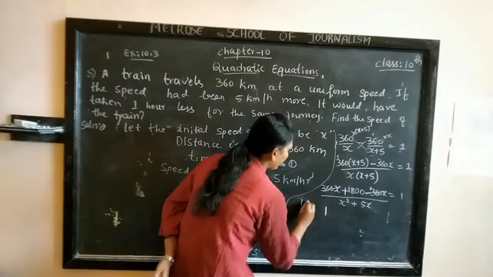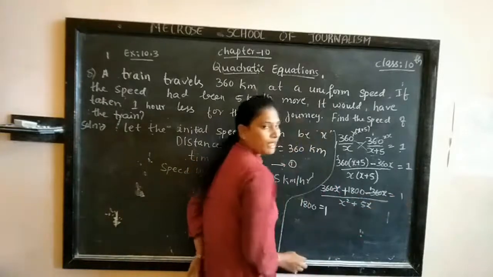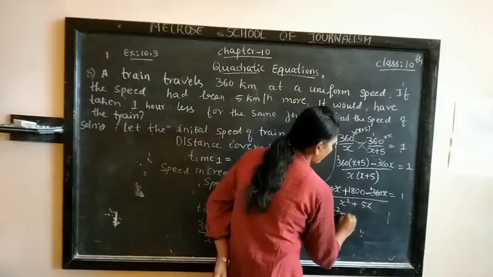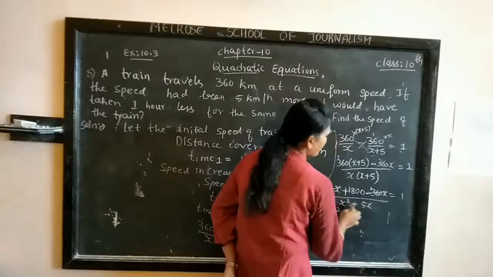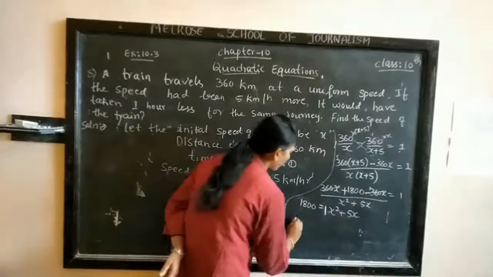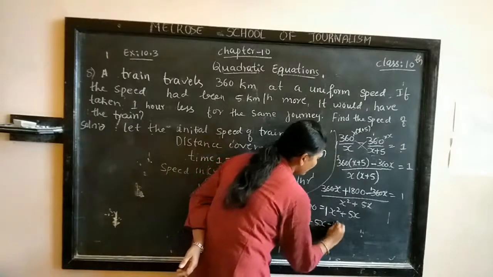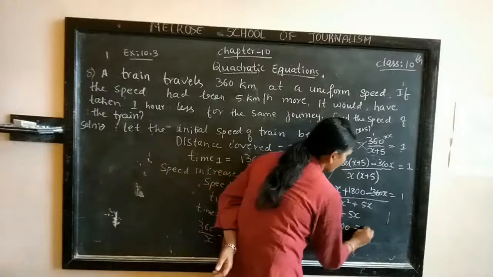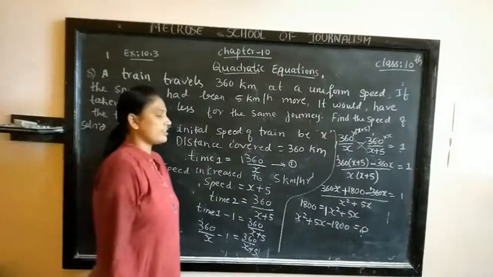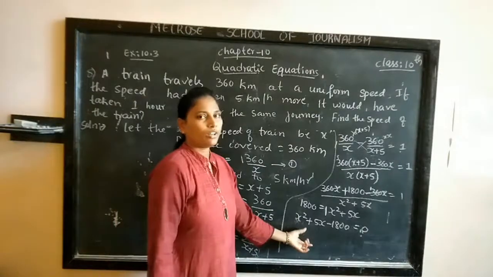Here you have 1800 is equal to this. When it goes to RHS it becomes multiplication. 1 into this complete is x square plus 5x only, because 1 into x square plus 5x is x square plus 5x only. I should write it in the standard form, that is x square plus 5x minus 1800 is equal to 0. Now we have got a standard form of quadratic equation.